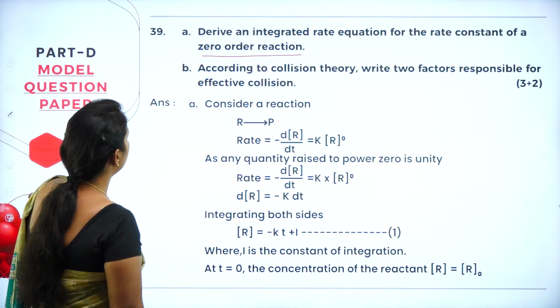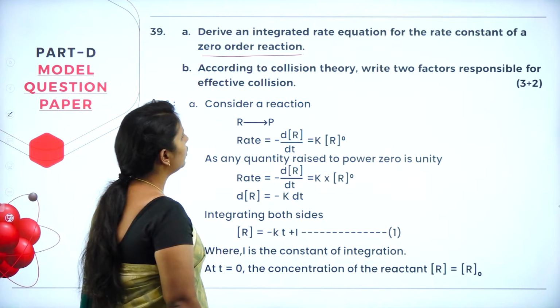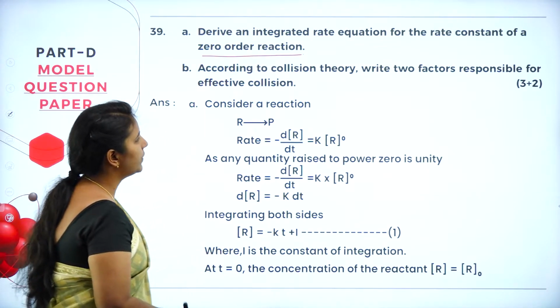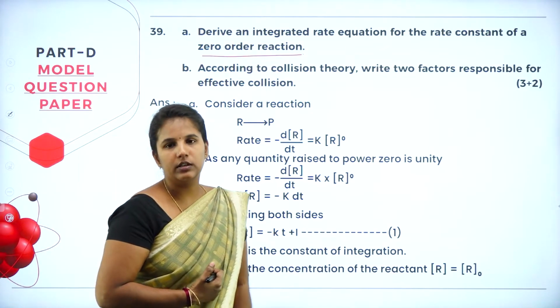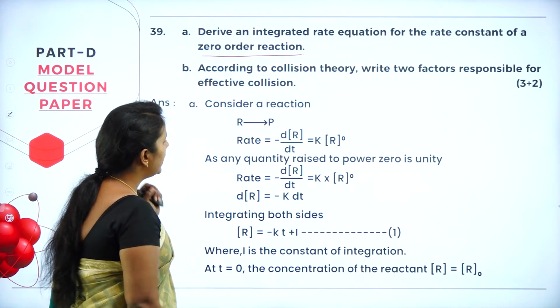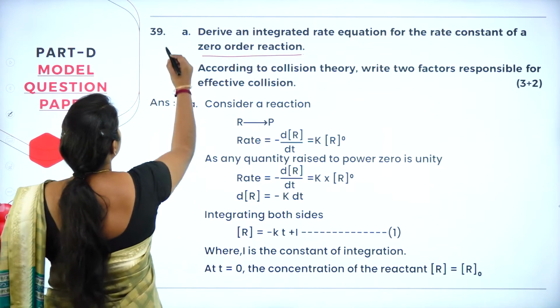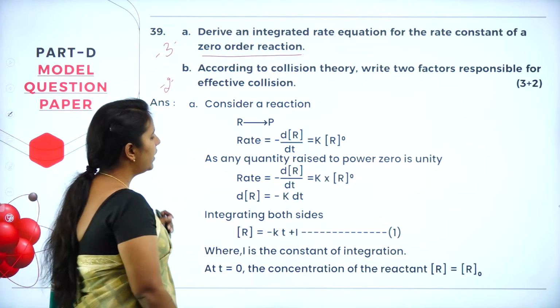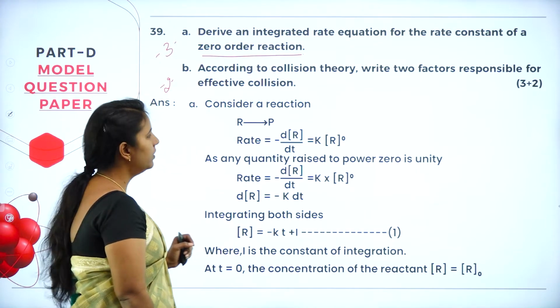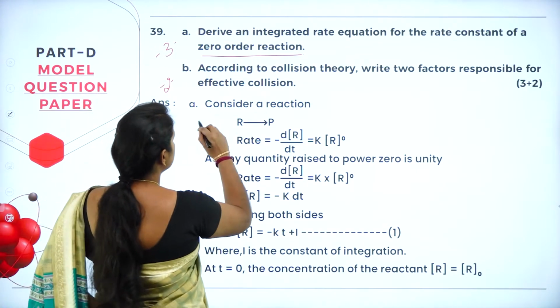And the second question will go like this. According to the collision theory, write any 2 factors which are responsible for effective collision. For the first question, again it carries 3 marks. For the second one, it will carry 2 marks. For the first question, you need to say that it is a zero order reaction.